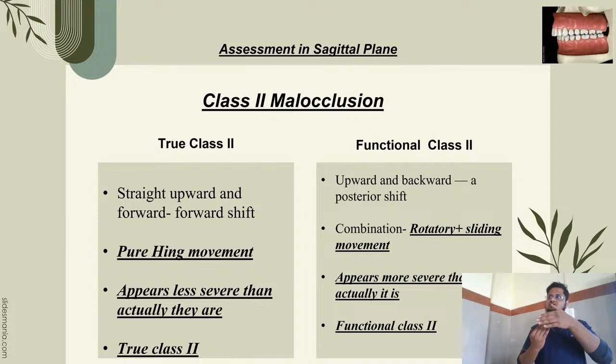upward and backward. So the class 2 skeletal discrepancy, when we look at the patient in the sagittal direction, appears more severe than it actually is. So it is called a functional class 2 case. True class 2 has the upward and forward path, though the skeletal discrepancy is masked a little bit due to the path of closure of the mandible. The mandible is coming upward and forward, so the actual skeletal discrepancy is masked a little. In functional class 2 cases, the actual skeletal discrepancy looks more severe due to the backward path of closure of the mandible.